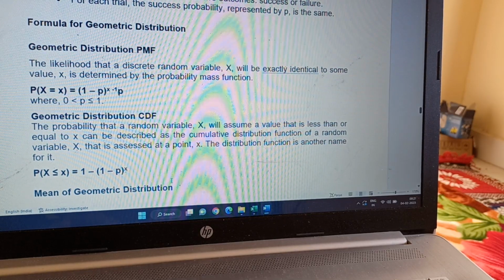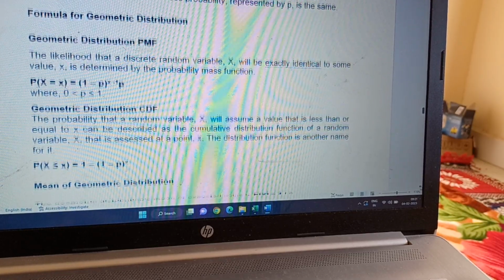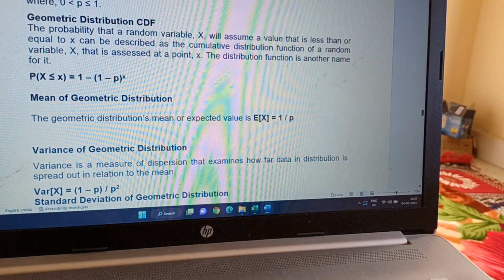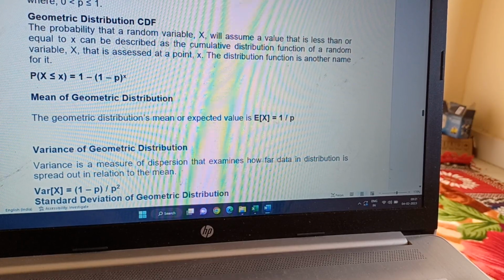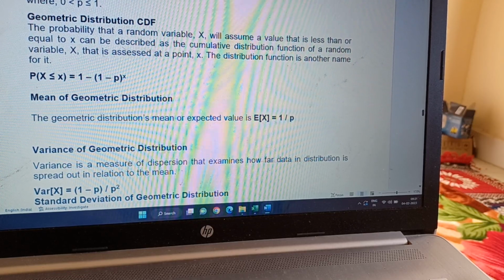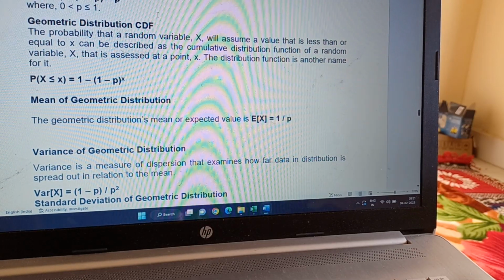Now we will go with a question also. Right now I am going to discuss the geometric distribution cumulative distribution function, or one can simply say distribution function, and the density function is this one. So the cumulative distribution function means adding up to the success.